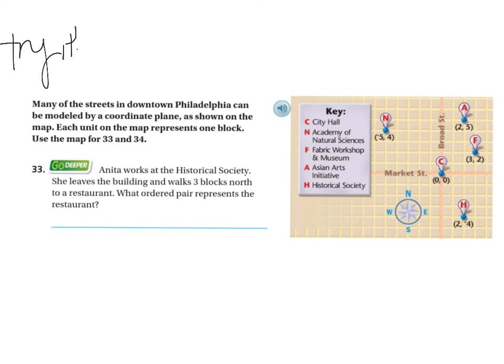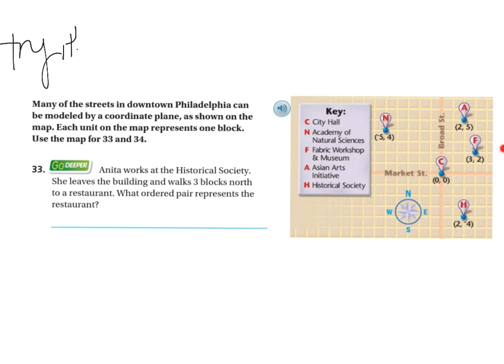Last problem. So many of the streets in downtown Philadelphia, this is in your Go Math book if you want to find it, or you can just draw it, can be modeled by a coordinate plane as shown on the map. Each unit on the map represents one block. Use this map for problem 33 and 34. We're just doing 33 today.